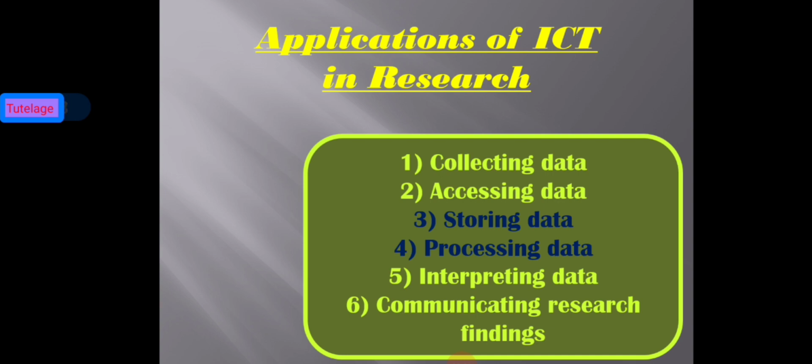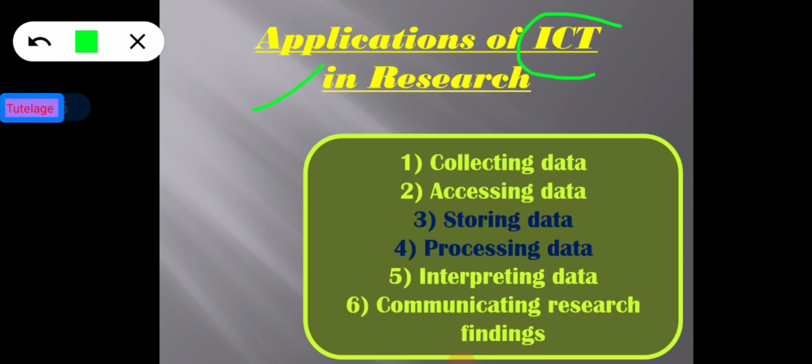Here we can see the first topic, that is application of ICT in research. So what do we mean by ICT? ICT basically stands for Information and Communications Technology. It involves the use of computers, internet, and other modern technology. It has revolutionized all aspects of our life. It has proved to be very useful in areas like learning, higher education, research, innovation, and so on. So ICT can be used in research in some areas.